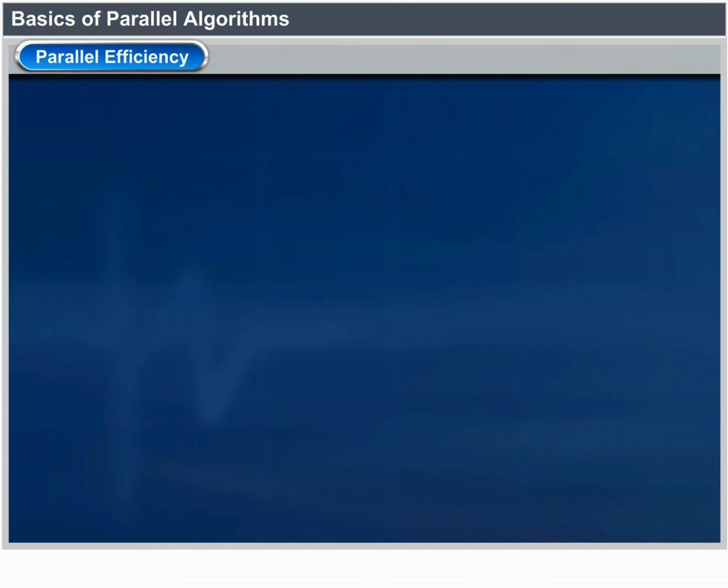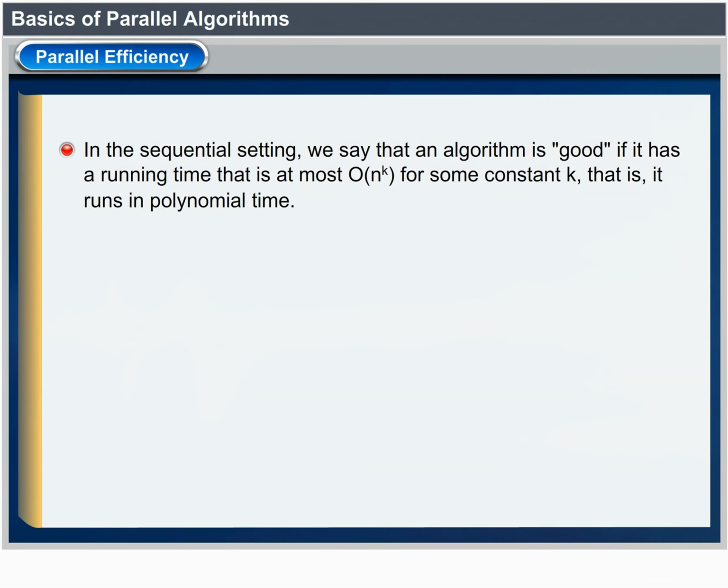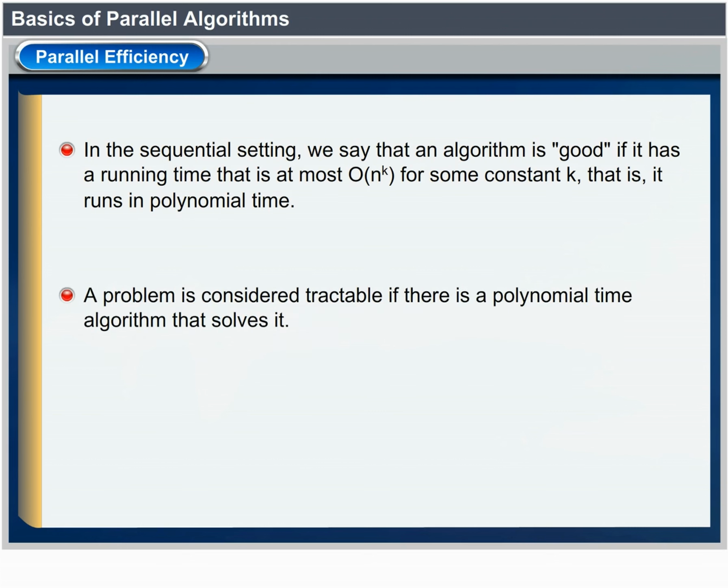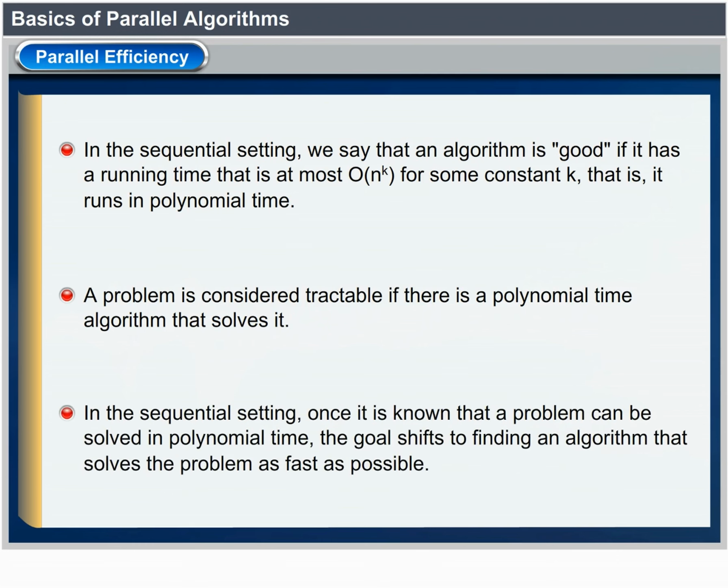Parallel efficiency. In the sequential setting, we say that an algorithm is good if it has a running time that is at most O(n^k) for some constant k, that is, it runs in polynomial time. A problem is considered tractable if there is a polynomial time algorithm that solves it. In the sequential setting, once it is known that a problem can be solved in polynomial time, the goal shifts to finding an algorithm that solves the problem as fast as possible.